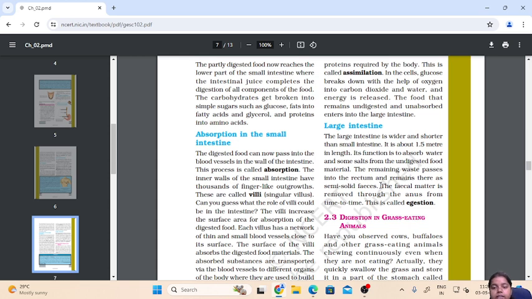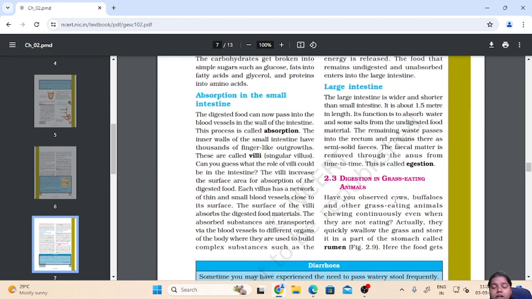The remaining waste passes into the rectum, and that remains in a semi-solid phase. The fecal matter is removed from the body through the anus. That process is called egestion.